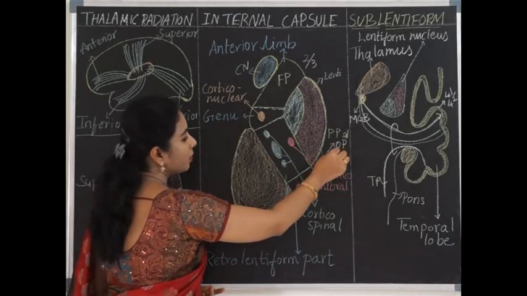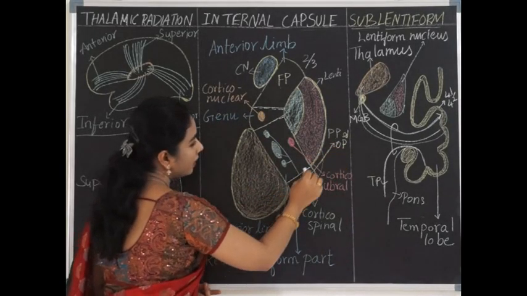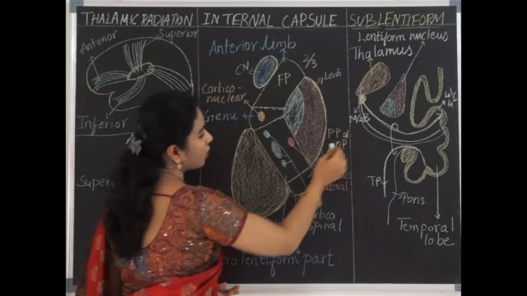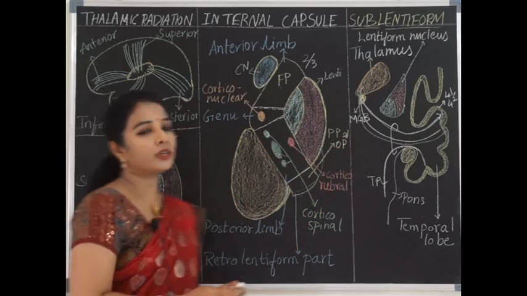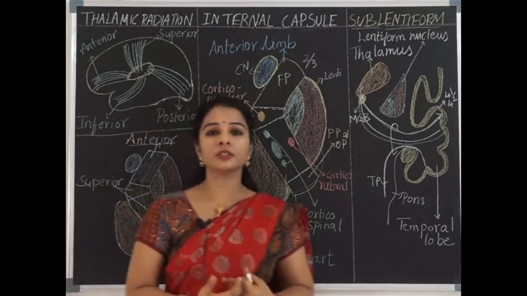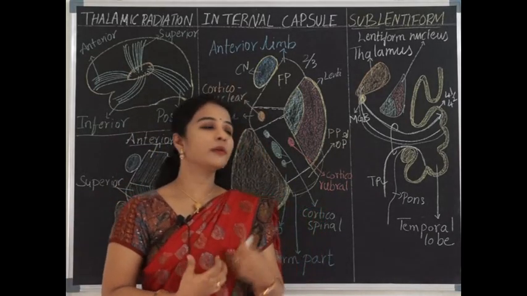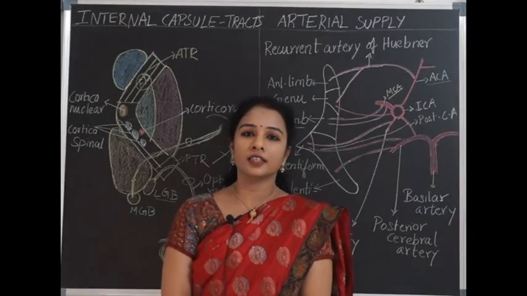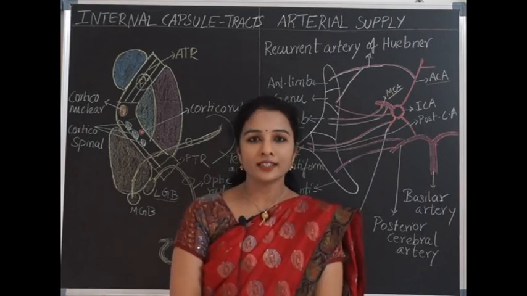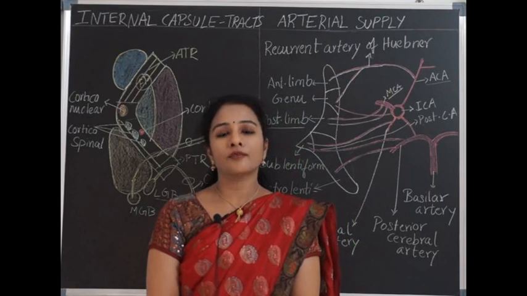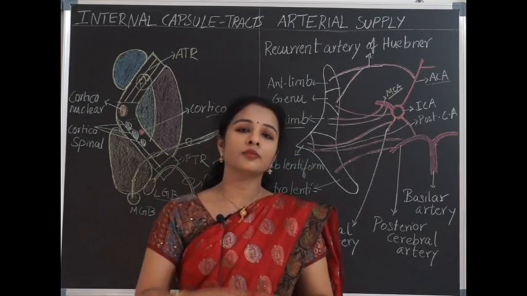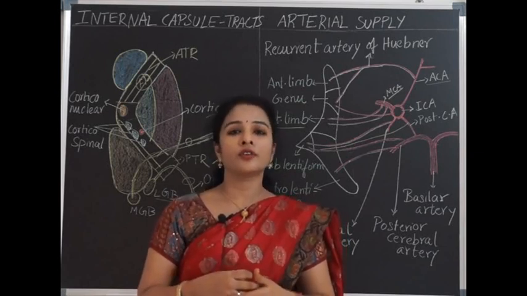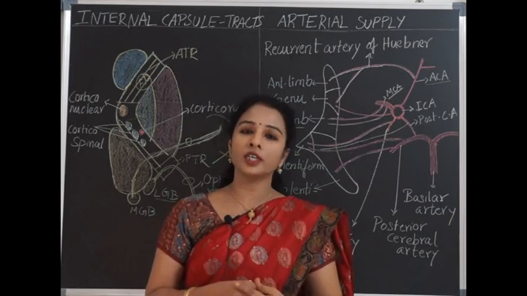Parietopontine fibers and occipitopontine fibers occupy the retrolentiform part. So the retrolentiform part is occupied by parietopontine and occipitopontine fibers. These pontine fibers are more numerous in humans because they are more evolved, and they form the major part of the internal capsule. Now we shall sum up all the tracts present in the internal capsule, and we shall begin with the ascending tracts. Ascending tracts are present in the form of thalamic radiation, which arises from various nuclei of the thalamus, and the third order neurons of sensory tracts relay in different parts of the cerebral cortex.